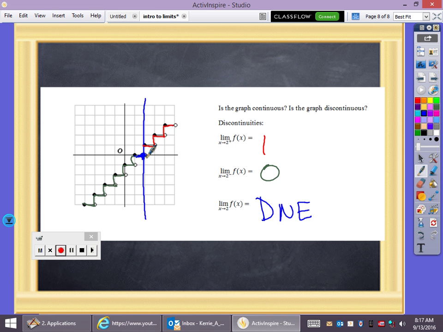So the limit does not exist, because if you think about it, this is a jump. That's for function notation. If I said f of 2, you would say 1, because that's where it's filled in. I know, because you guys are so used to function notation and having an exact answer, sometimes math isn't pretty.